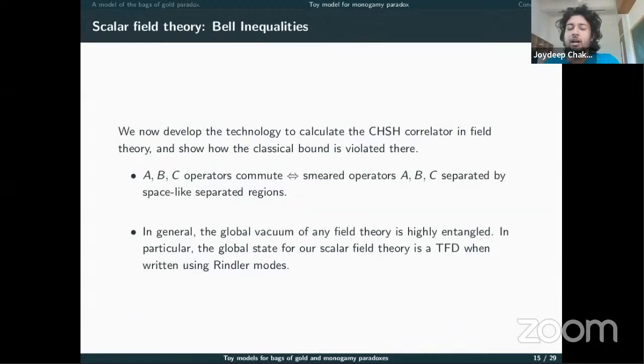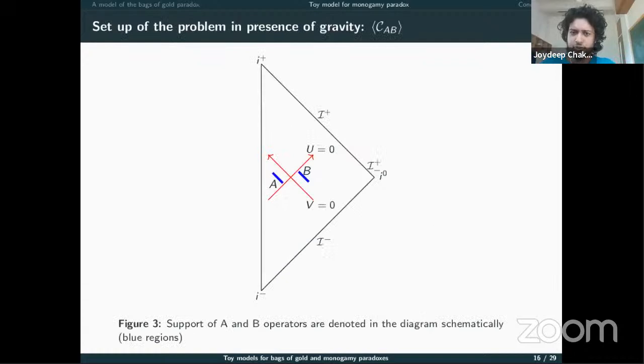Okay, so how do we do this in scalar field theory? The fact that the operators A, B, and C commute is the same as saying that smeared operators on regions A, B, and C are supported on space-like separated regions. And in general, the global vacuum of any field theory is highly entangled. In particular, the global state for our scalar field theory is a thermofield double when written using Rindler modes. So let us start with the calculation of C_AB first.